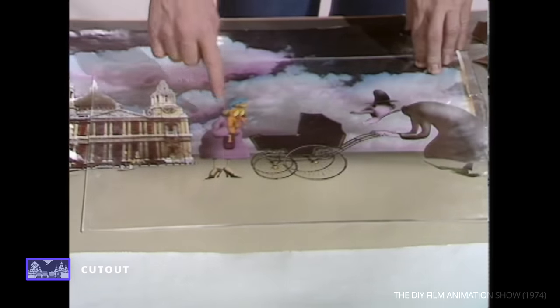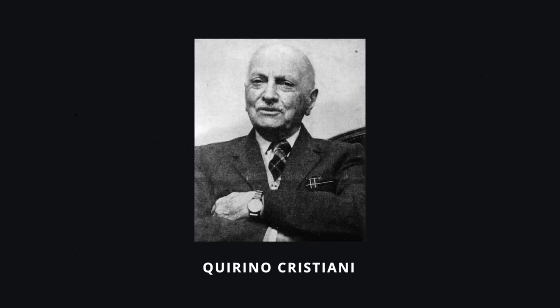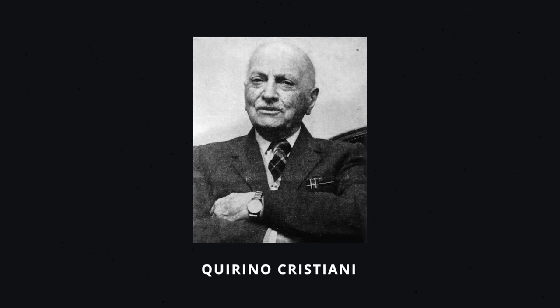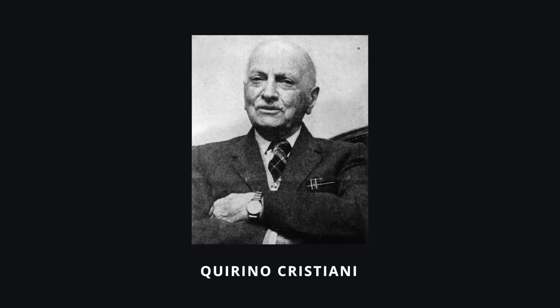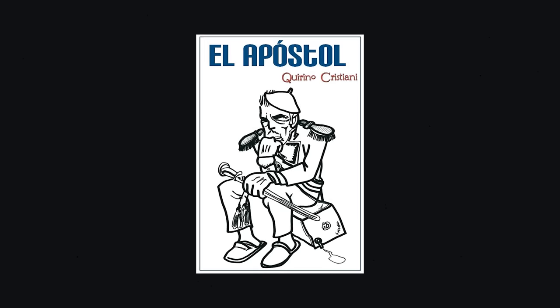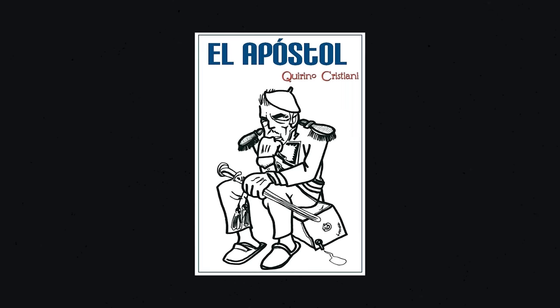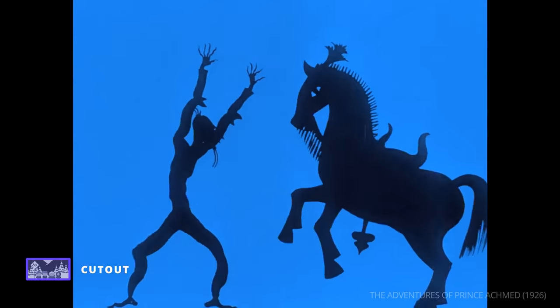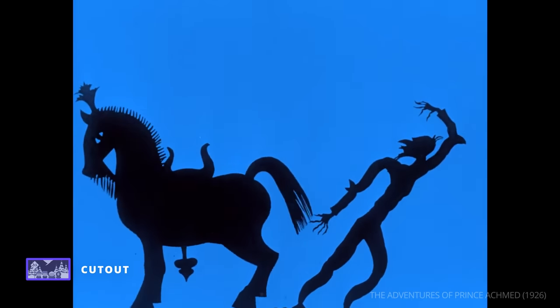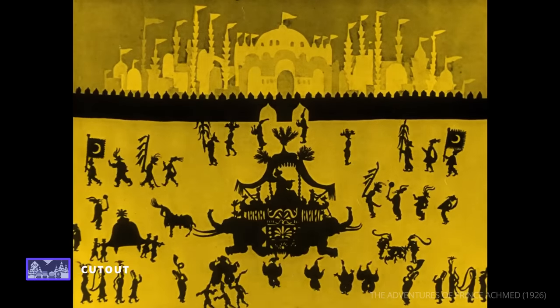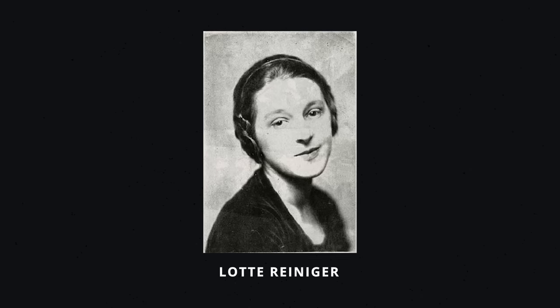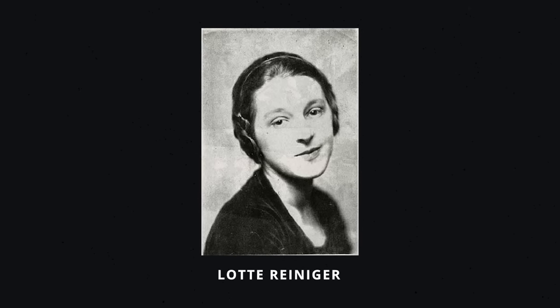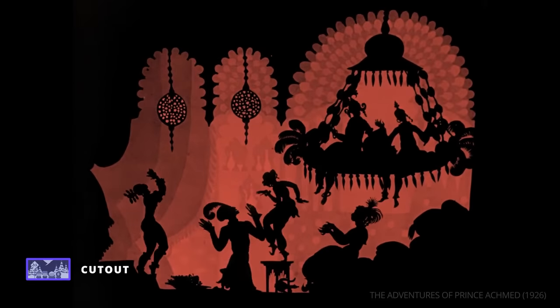time-intensive than traditional animation. Argentinian artist Quirino Cristiani pioneered cutout techniques and made the feature El Apostol in 1917, but the film, unfortunately, was destroyed. But the earliest surviving animated feature also used the cutout style. In 1926, Lotte Reiniger created The Adventures of Prince Achmed.